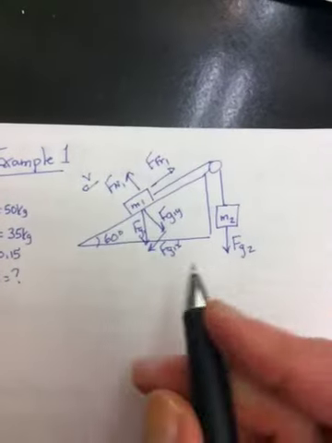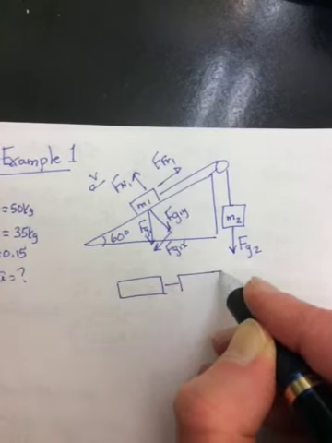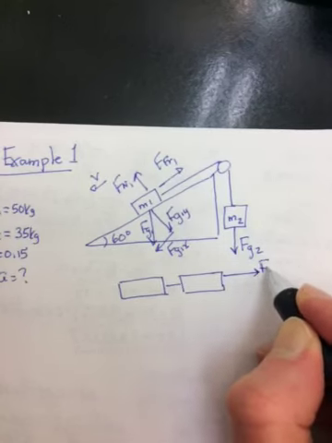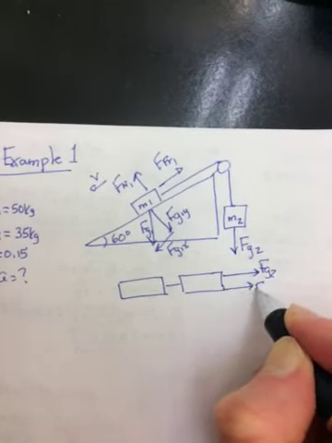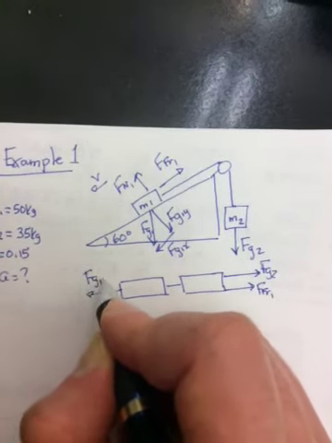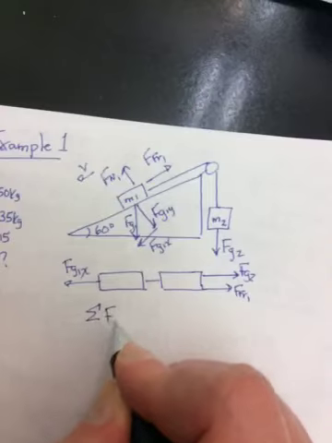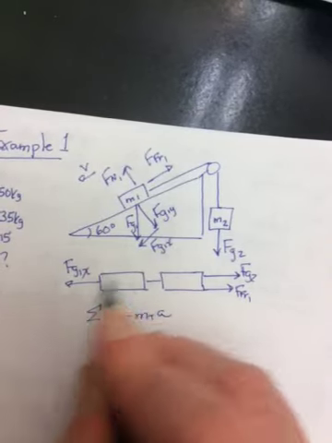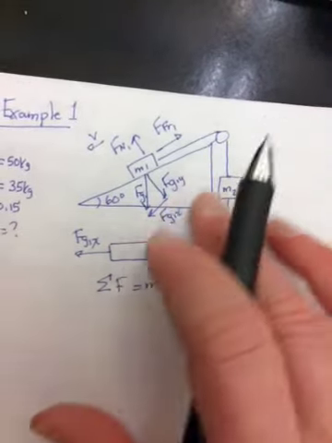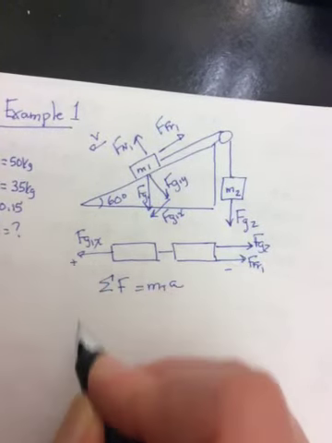Now it becomes more helpful to draw our boxes in a line. Pulling back this way will be FG2 and friction on number 1. And pulling forward will be just FG1X. So we do our sum of the forces is equal to M total A. Notice I'm not calling it X and Y because really it's moving in a straight line. It's just a minor technicality that there's an incline there. And down the incline is positive.